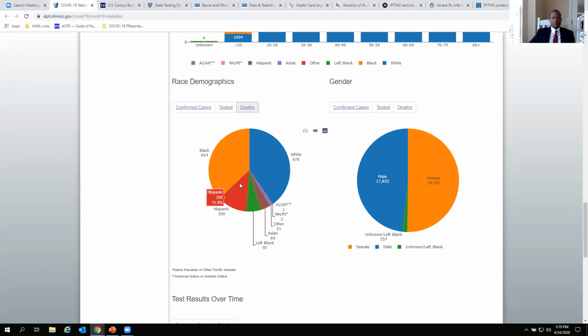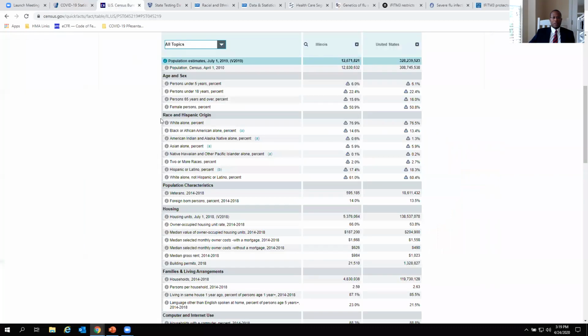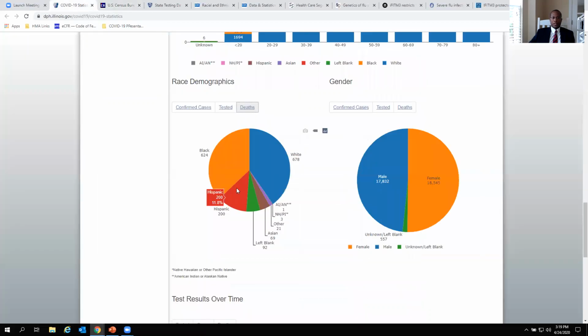Interestingly, Hispanics have a much lower rate compared to their national average. Nationwide, I'm sorry to make you dizzy going back and forth, but I just want to drive that home, about 17% of the population is Hispanic, yet for deaths in Illinois, it's only 11.8%. So we definitely have something going on here.